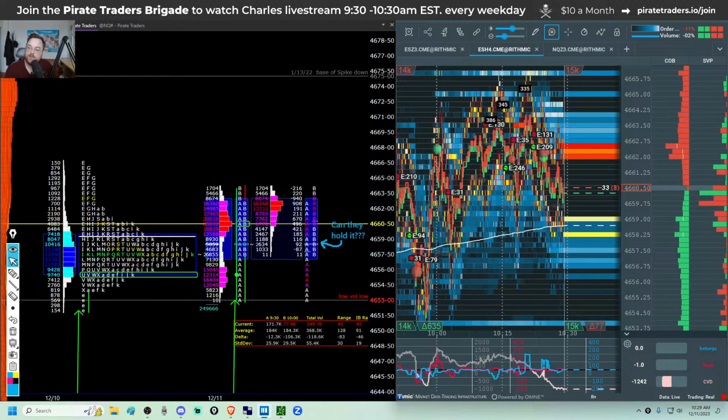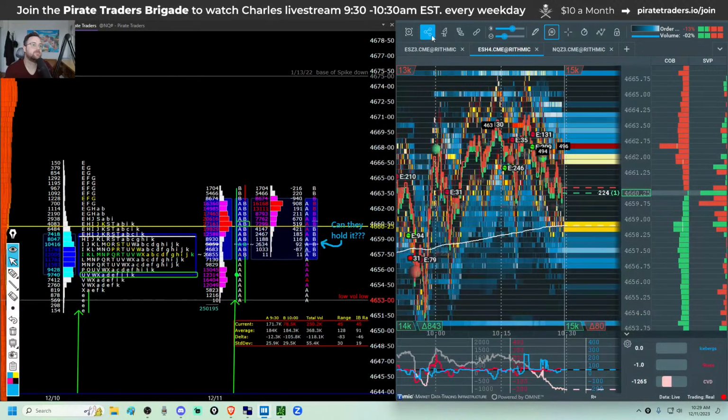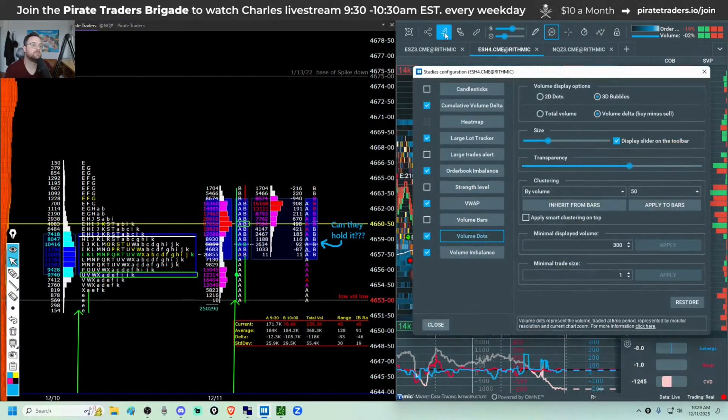Rui, that minimal display volume you were using for volume dots on Bookmap? Yeah. 300 minimal. 300. Clustering by volume with 50.